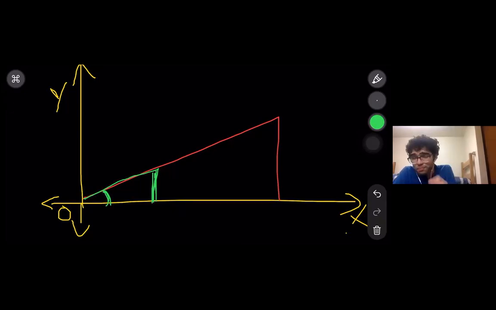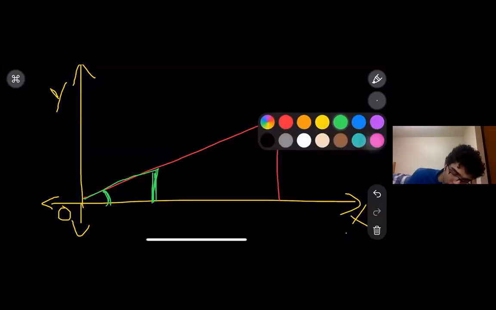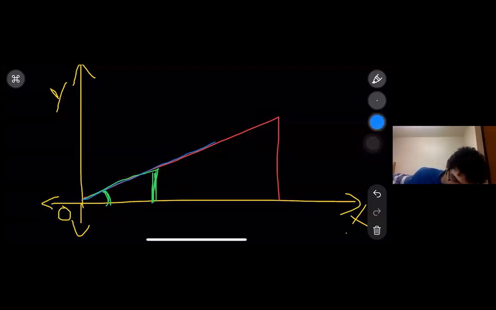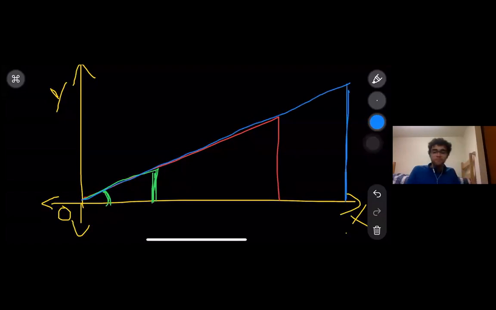That's the sole purpose of that lecture the other day where I told you that we should be able to define things universally. We cannot say side A, side B, side C. So this green slide and the red slide both have the same slope because the angle that they make with the x-axis is exactly the same. Let's draw another slide. It's slightly bigger. Let's take it all the way till here. It also has the same slope.